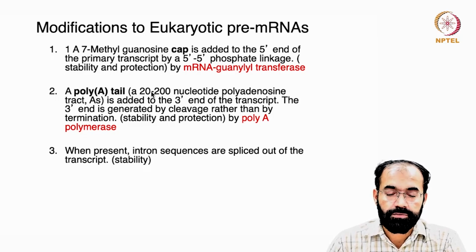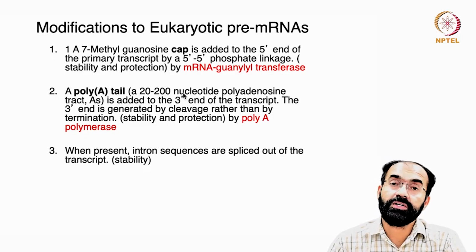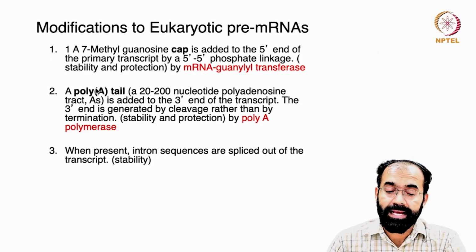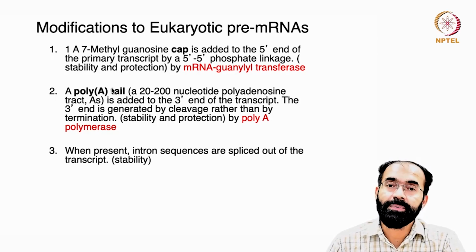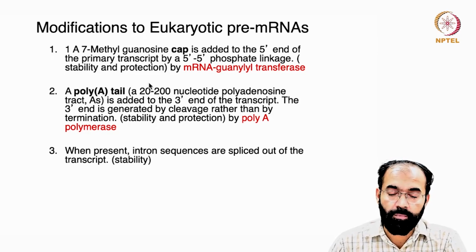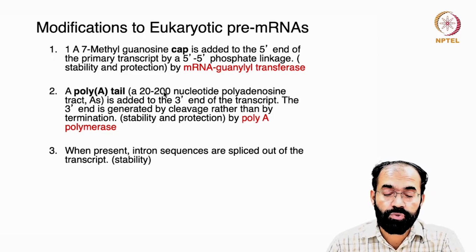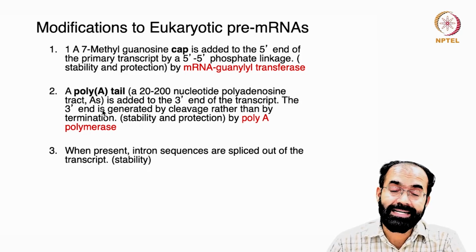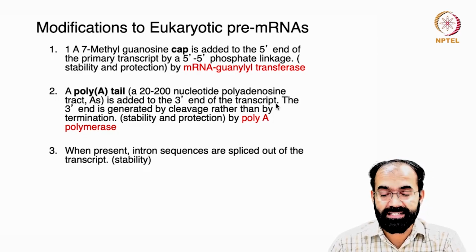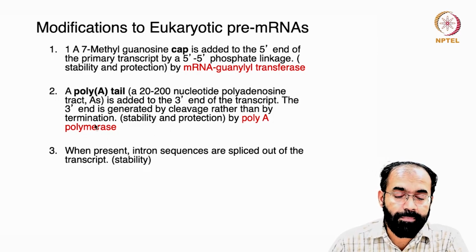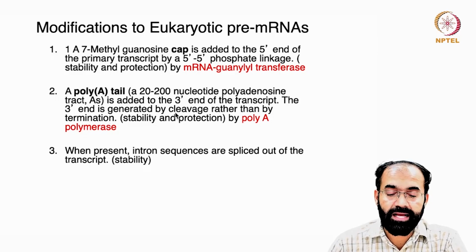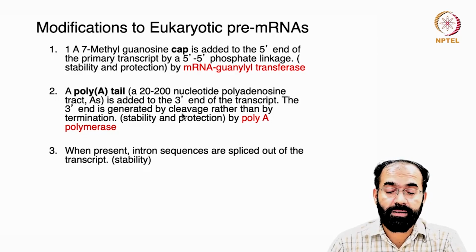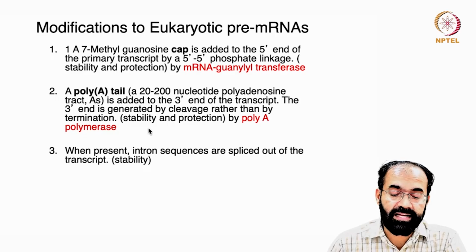onto the 3' end, a 20 to 200 nucleotide long poly A tail. A stands for adenine. Poly A means multiple A's, like that you keep counting. How many times? It can be up to a 200 nucleotide long polyadenosine tract added at the 3' end of the transcript. The 3' end is usually generated by cleavage rather than termination.